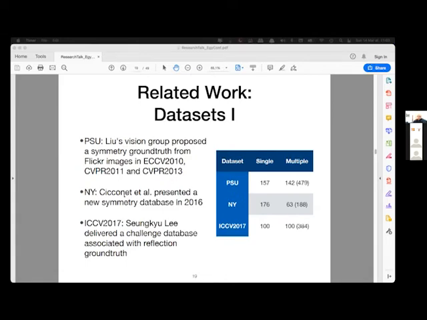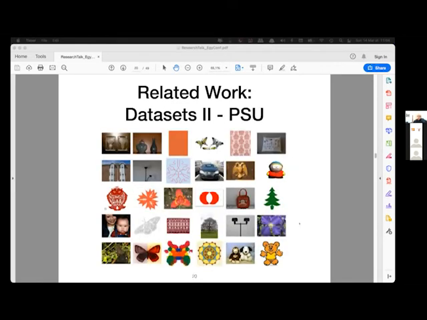Also, Sequenet in 2016 released another data set from New York, which he took around New York, and he used these kinds of images for symmetries. And in the last competition at ICCV in 2017, they released 100 images for single and 100 images for multiple, which has around 384 symmetries inside.